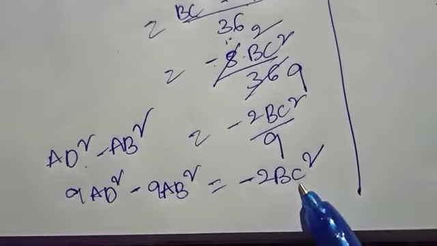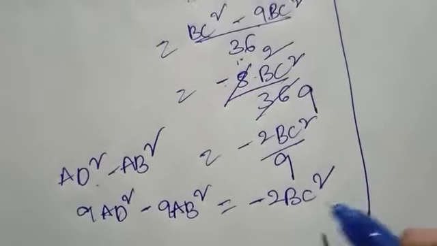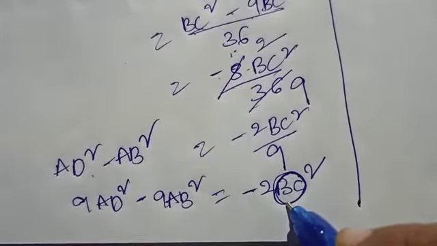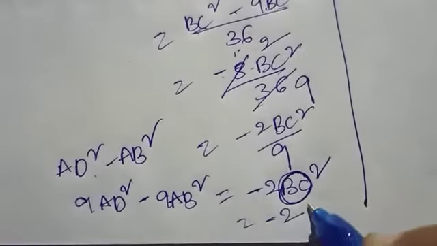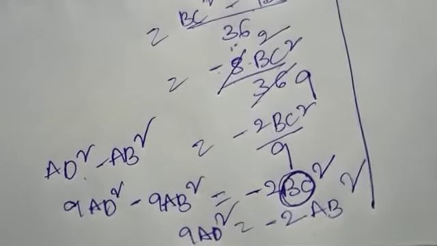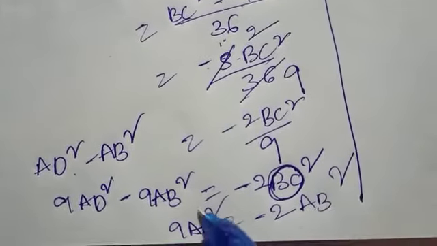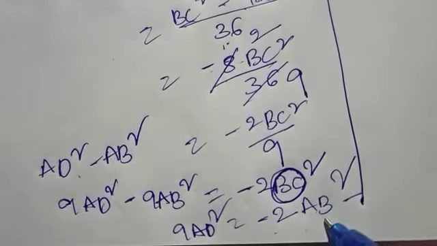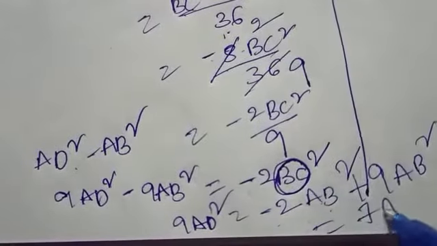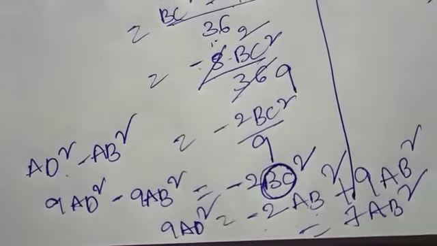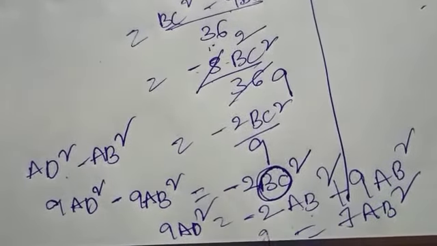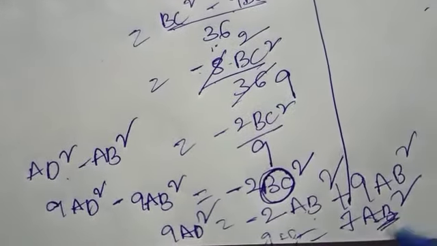So we need the equation in terms of AD and AB. In an equilateral triangle all sides are equal, BC equal to AB, so minus 2AB square. 9AD square equal to minus 2AB square plus 9AB square, which is equal to 7AB square. Finally, we get the equation 9AD square equal to 7AB square. Hence proved.